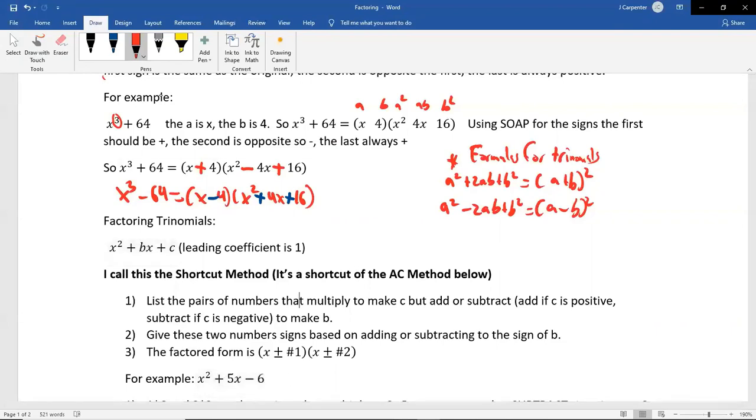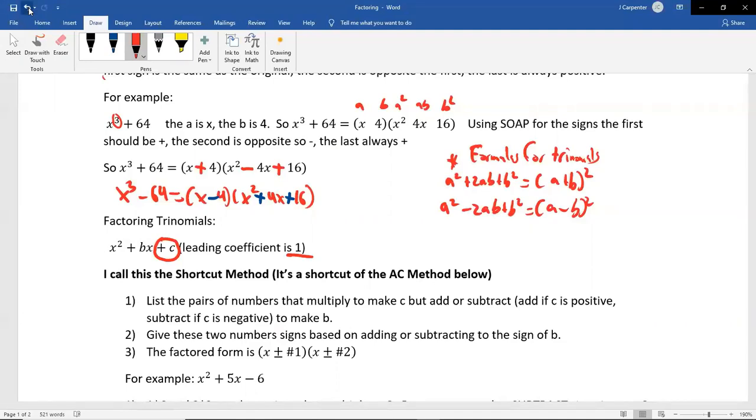The main idea is that the leading coefficient is 1. There is no number in front of that x squared. I'm not saying that's a 0. I'm saying there's no number in front of the x squared. When there's no number in front of the x squared, you can use a shortcut approach. So you're taking this number along with its sign at the end. This will be a constant. And that's what we're doing in step 1.